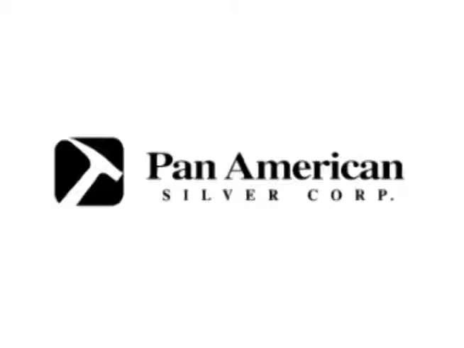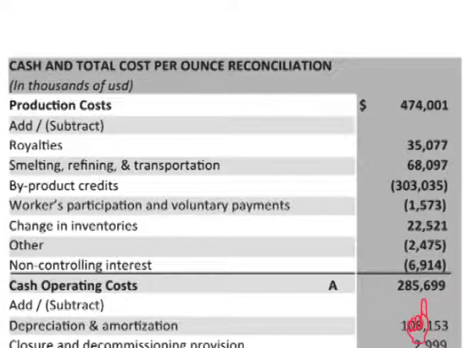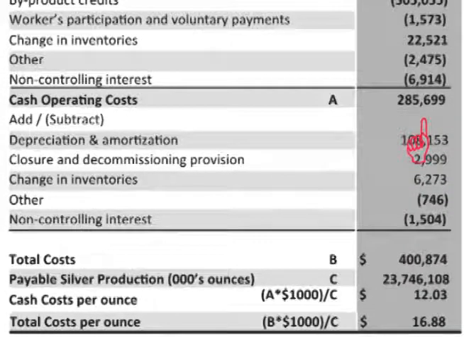Let's look at total costs using Pan American again as an example. We first take the cash cost of $285.7 million. Again, this is the cost of actually producing the metal, including material, labor, utilities, smelting and refining costs, etc., minus the income from selling the byproduct metals. To fully understand cash cost, please see the previous video in this three-part series. To calculate total cost, we add the cash cost, depreciation, depletion, and amortization costs, which in the case of Pan America is about $108 million.